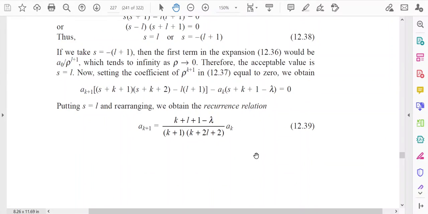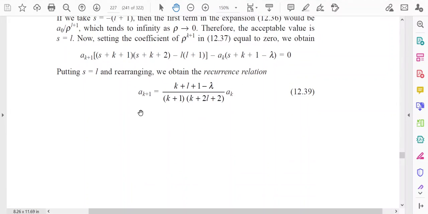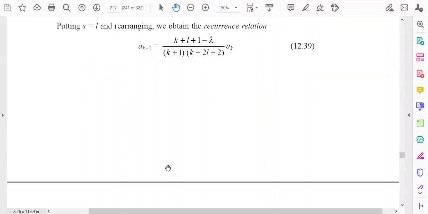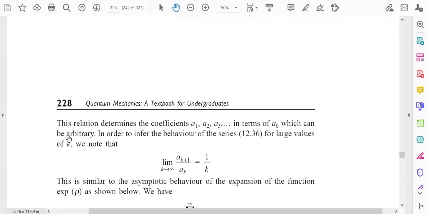I am again saying that you have to see some standard textbook of mathematical physics for the method of series solution, then you can understand these steps very carefully. So this relation is known as the recurrence relation, ak plus 1 can be expressed in terms of ak. This relation can give you the different values of the coefficients a1, a2, a3 in terms of a0.